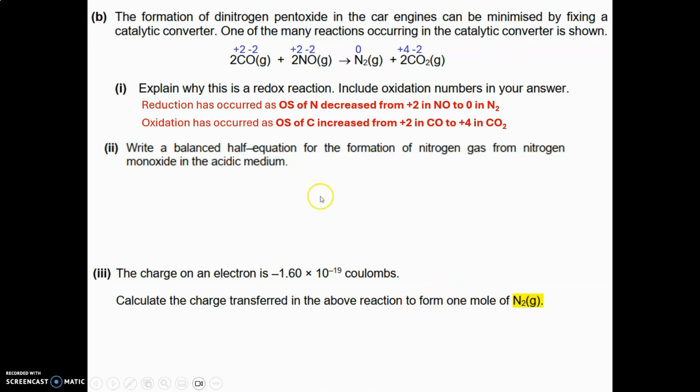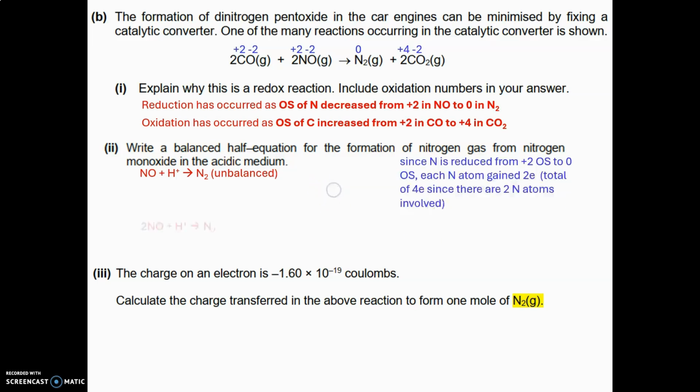Part 2. To write a balanced half equation to form nitrogen gas from nitrogen monoxide in the acidic medium. So what do we have here? We are going to start with NO and H plus as reactants because it's acidic medium, and the product is N2. So we're going to balance the N first. My reactants have 1, my product has 2 N's, so I'm going to put a 2 in front of NO for the reactants to balance the N.